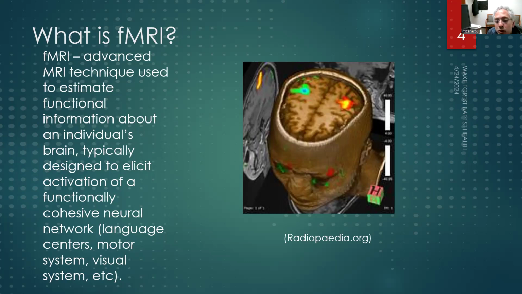And in the clinical world, unlike the research world, the only indication that gets covered by Medicare and Medicaid and reimbursed is essentially surgical planning to avoid key structures. The key structures they look to avoid are related to language, motor, and vision. Those are considered the eloquent cortices that you're looking out for in surgical planning.